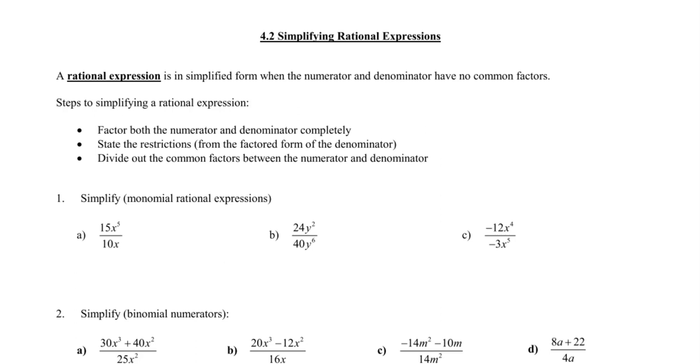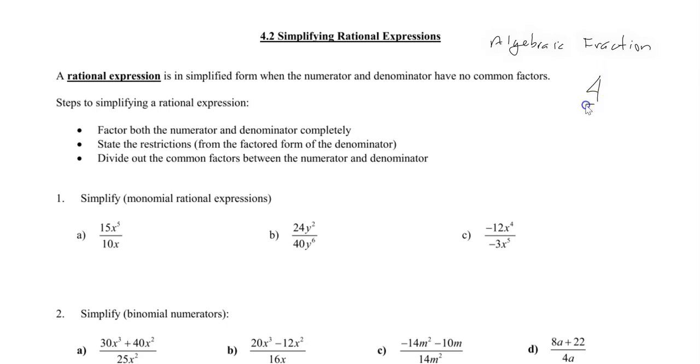4.2, simplifying rational expressions. So we know a rational expression is that thing we call an algebraic fraction, which simply means we can have expressions in the numerator and the denominator, right? So a rational expression is said to be in simplified form when the numerator and denominator have no common factors.